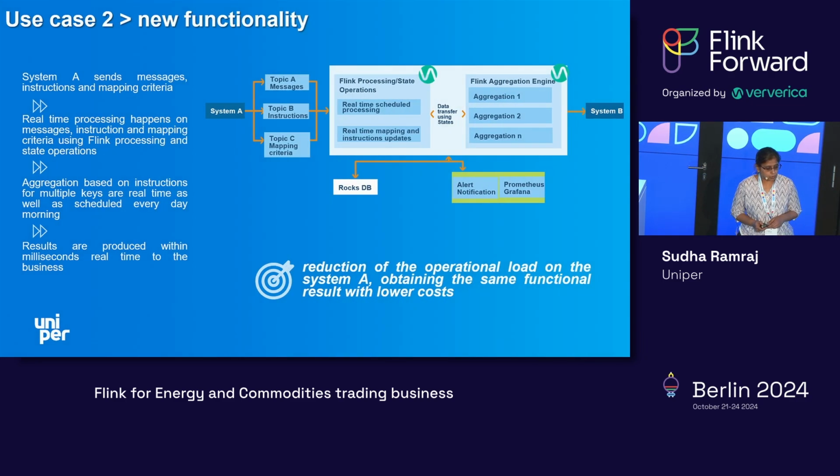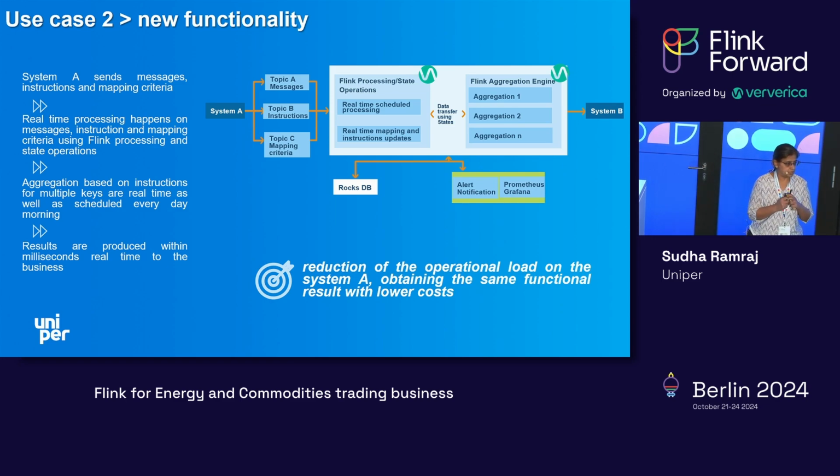The next one is a bit more complex, where in the DataStream APIs we were almost using all the functionalities that are available with respect to state, as well as the functions. So here the problem statement was: a system sends us multiple messages. It can send us the instructions on how to aggregate a message, and also it has a mapping criteria on which message should be mapped to which instructions.